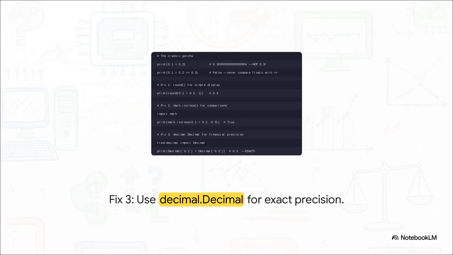But hey, sometimes close enough just isn't good enough, right? For absolute precision, like when you're dealing with financial calculations, taxes, real money, we bring out the heavy artillery, the decimal module. This forces Python to do exact decimal arithmetic, completely bypassing those binary limitations. 0.1 plus 0.2 finally gives us a perfect 0.3.